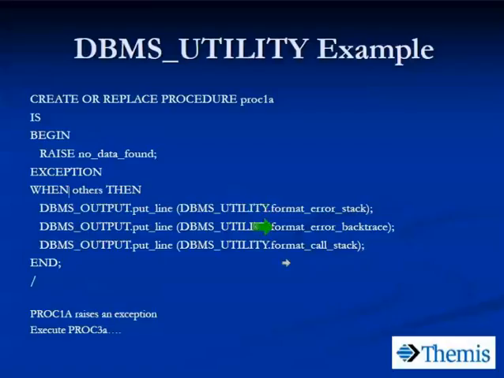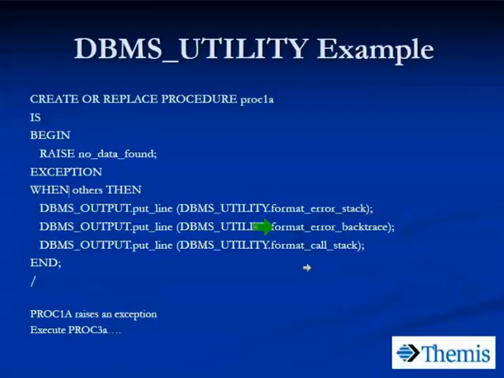Okay, the format error backtrace, that's going to give us a little bit more detailed information. The biggest thing that the format error backtrace is going to give us is the actual line number that caused the error, that we're trying to track here. Now we could also get the line number if we ran our program with no exception handling, right? But we really need exception handling in our programs.